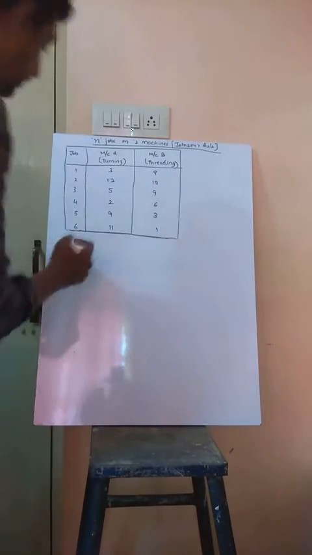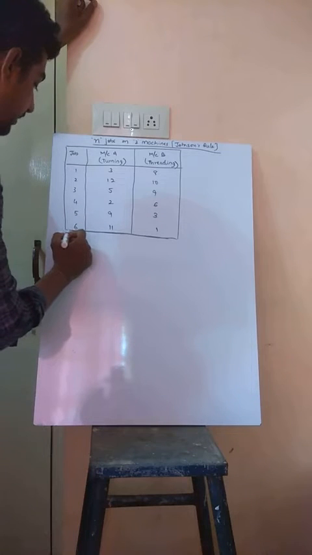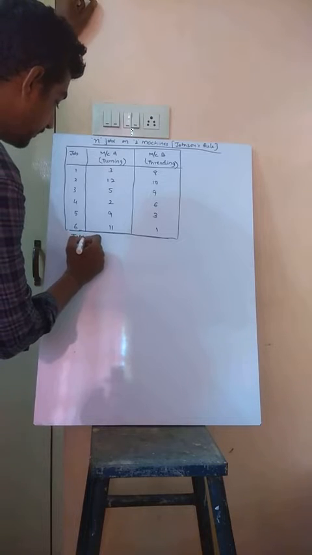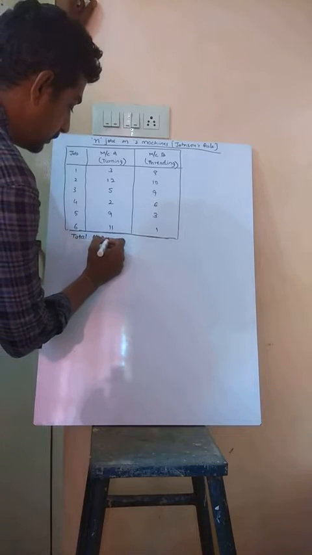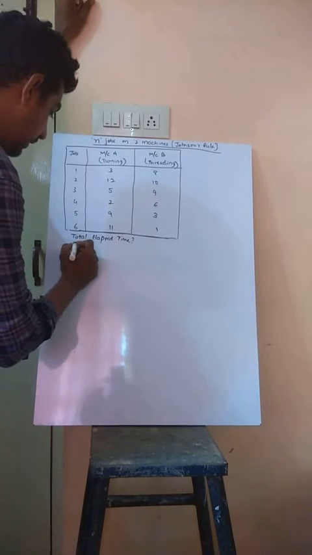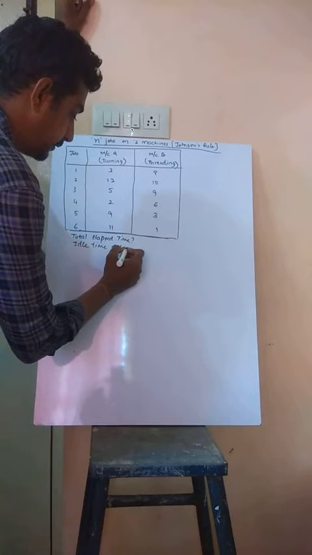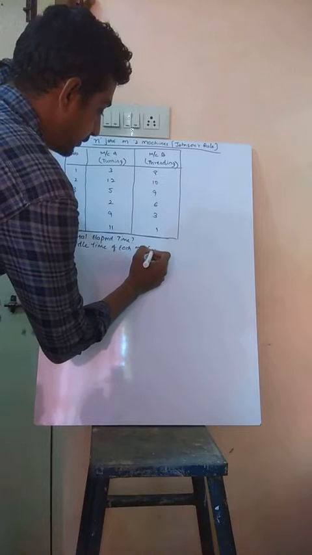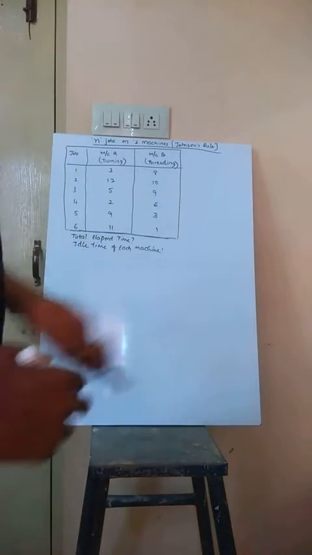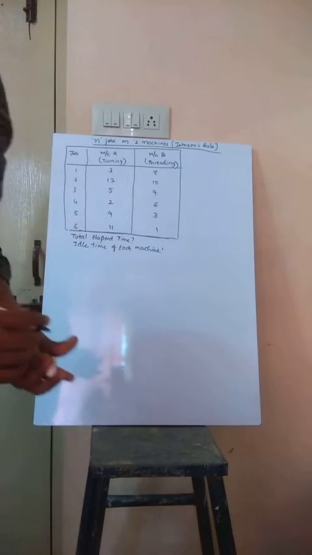Now here they will be giving this table, and they will ask you to find out the total elapsed time and idle time of each machine. They will be giving n jobs and two machines, and asking you to find the total elapsed time and idle time of each machine.